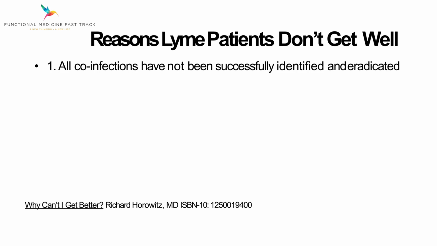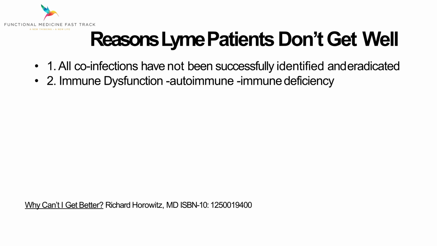So when we get to that, I want you to remember this point, because it's so important to actually understand how Borrelia creates this immune dysfunction to allow other co-infections to coexist and to evade the immune system and create dysfunction. Then number two is there's just complete autoimmune disruption. Immune dysfunction, autoimmunity, immune deficiency, whatever it may be, the immune system is a mess.